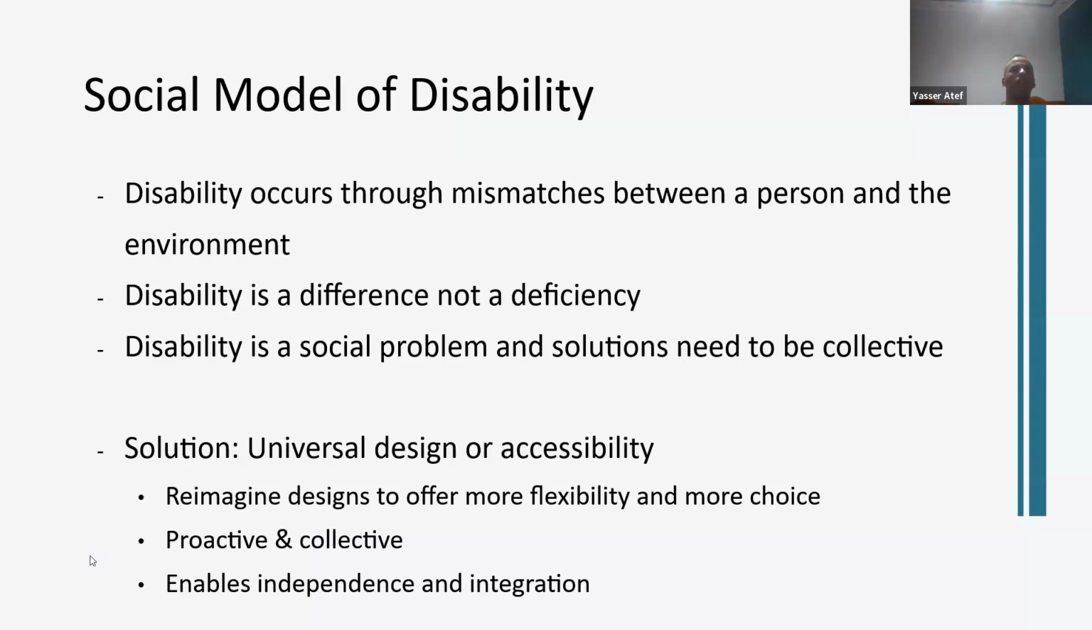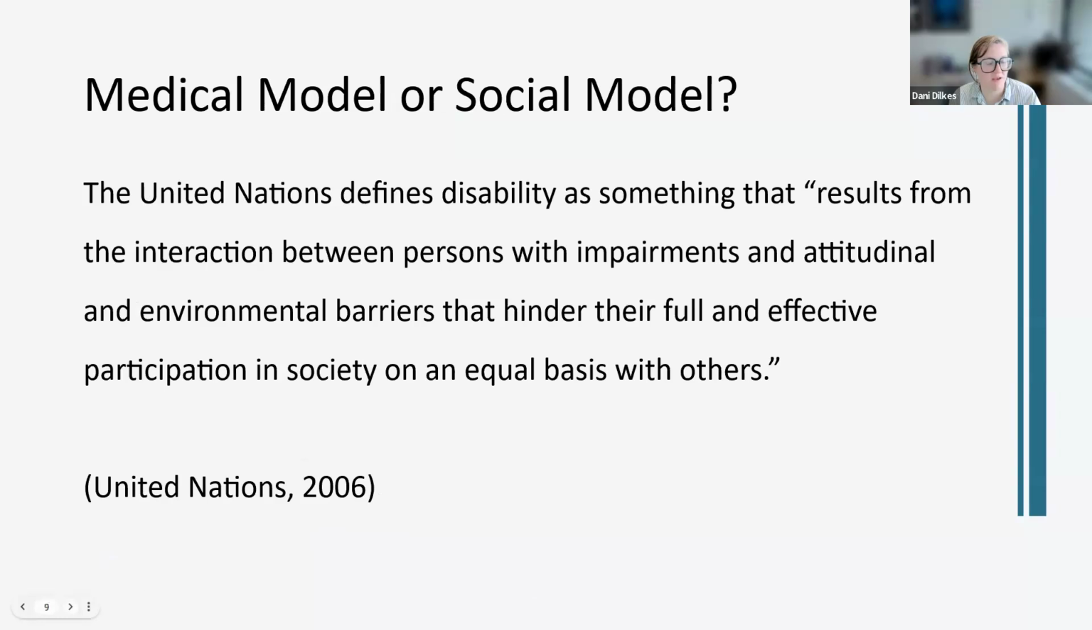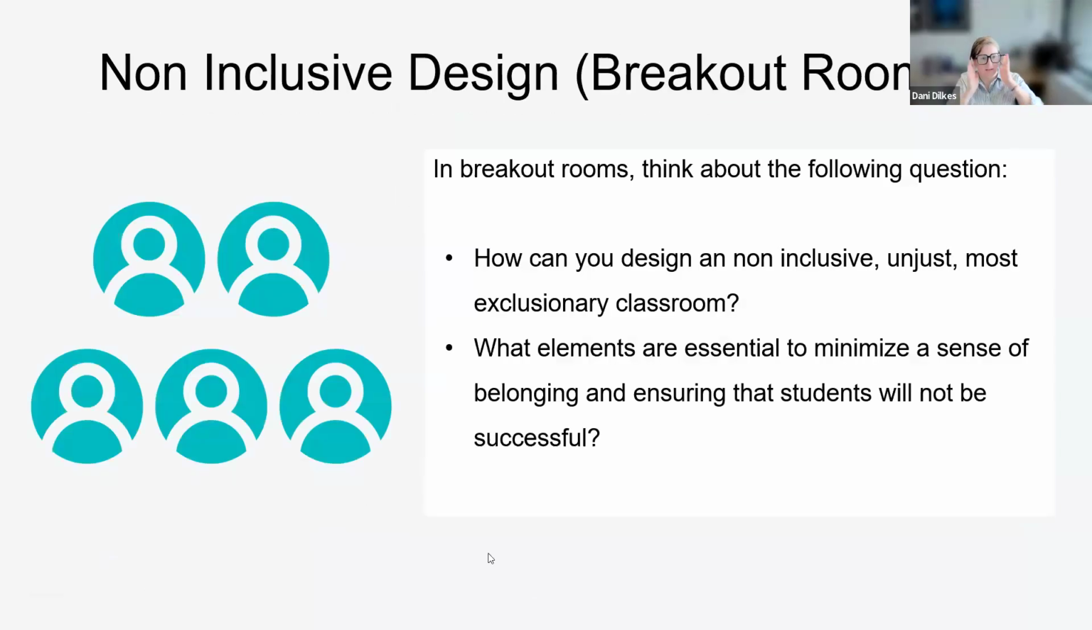Going to refer back to Dani here, so she can also continue with the slides. So with the idea of the social model and accessibility being a design concern, we were going to invite people to engage in what might seem like a slightly distasteful activity, but we're going to ask you to participate in a non-inclusive design activity. And Yasser, do you want to walk us through this, or do you want me to do this one?